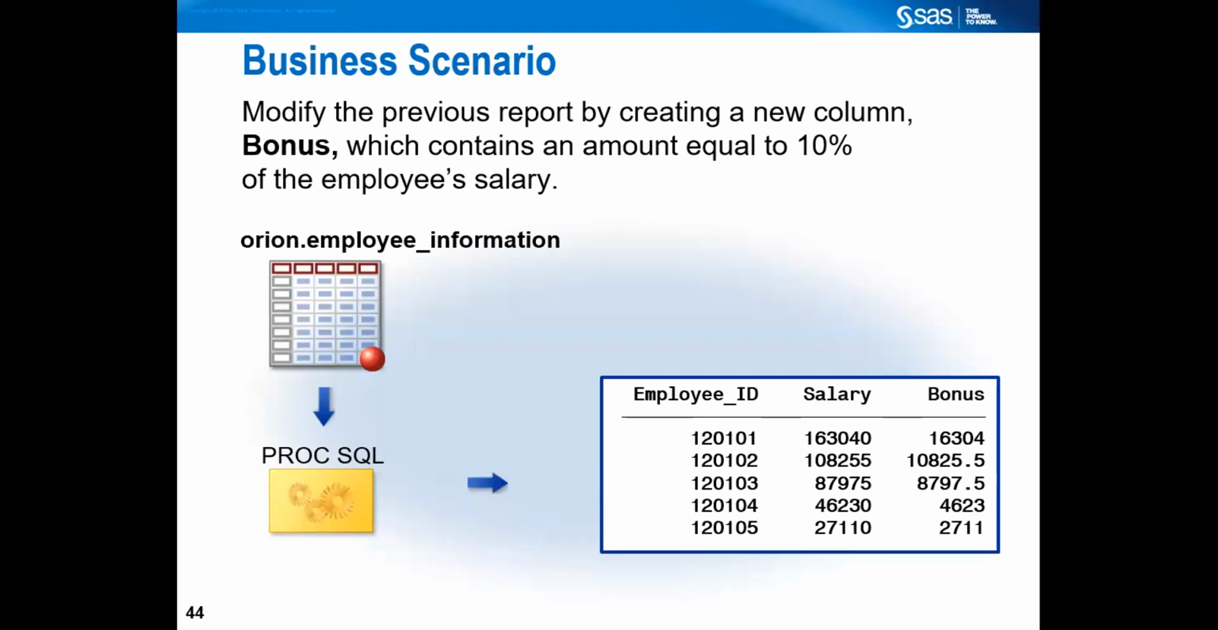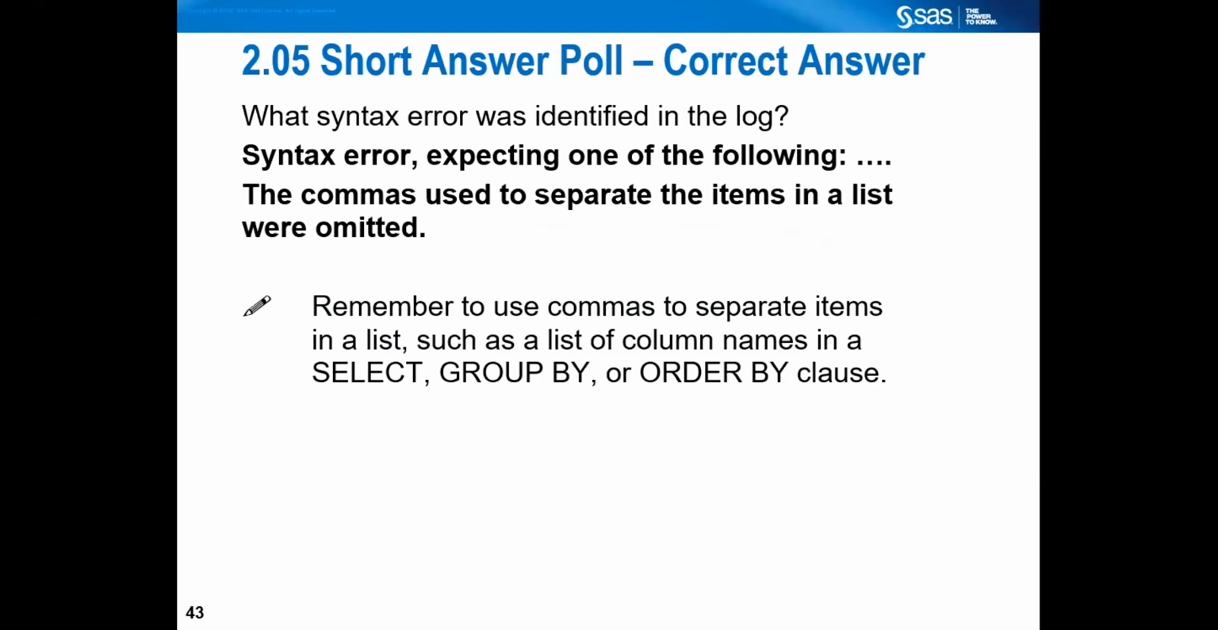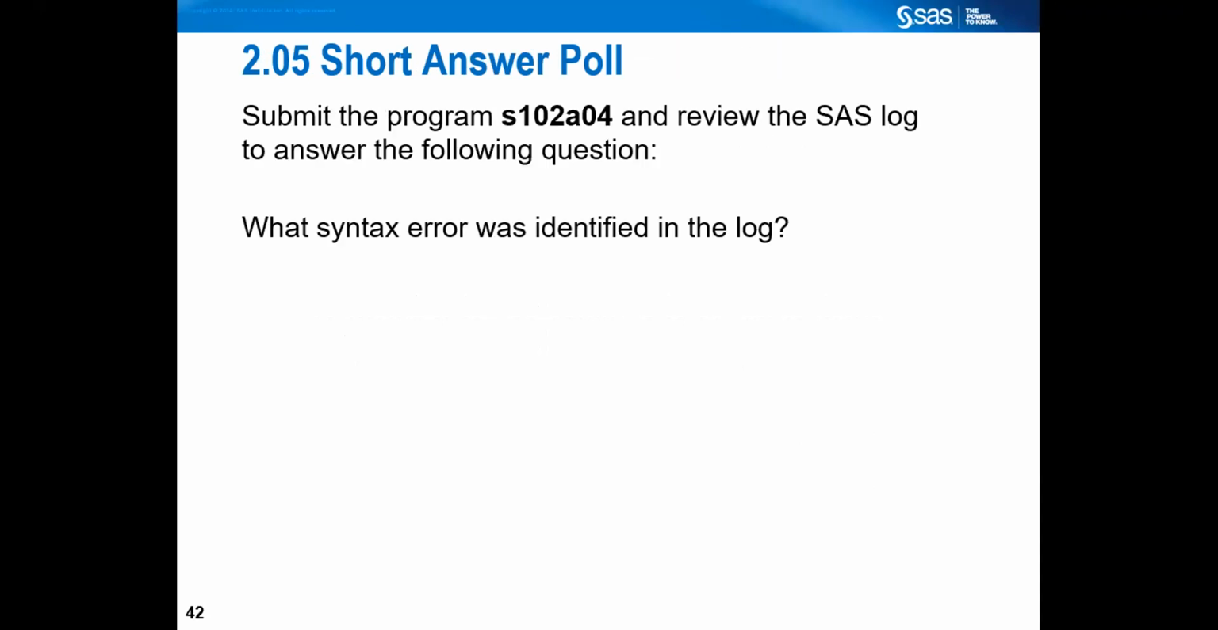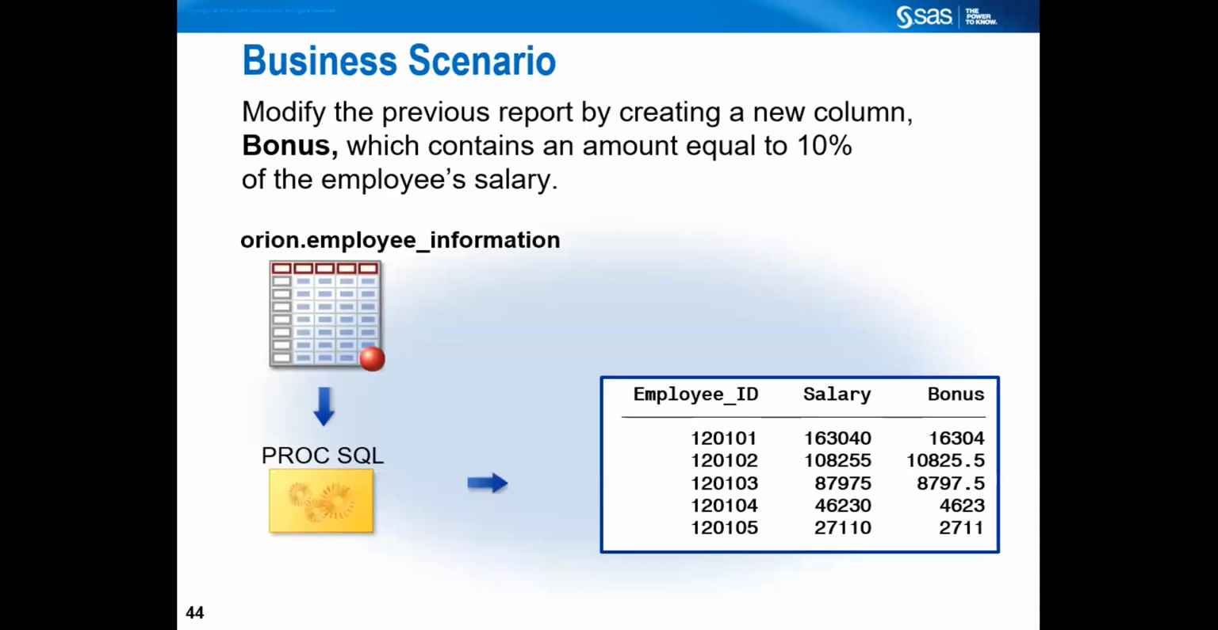Modify the previous report by creating a new column bonus, which contains an amount equal to 10% of employee salary. So how will you work on this? How will you create a new column? Any idea? Which is going to be 10% of your salaries. Ideally, how do we create a new column?